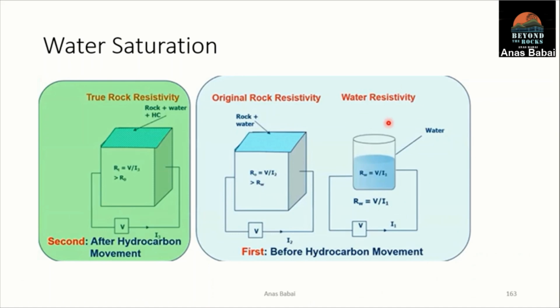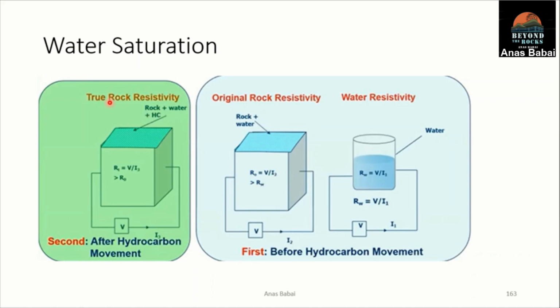We have the resistivity of water, Rw, which is water with a known resistivity, and we can control the resistivity of this water simply by the salinity. If we add salt, we reduce the resistivity, and if we reduce the salt, we increase the resistivity. Then we have the original rock resistivity. We have R0, which is the resistivity of both rock and water. So if we have a rock that is saturated with water, the resistivity value that we get is R0.